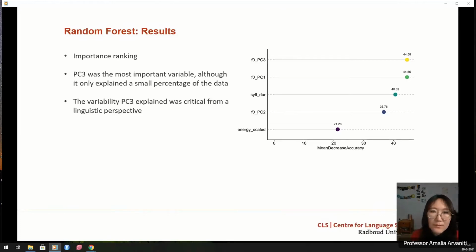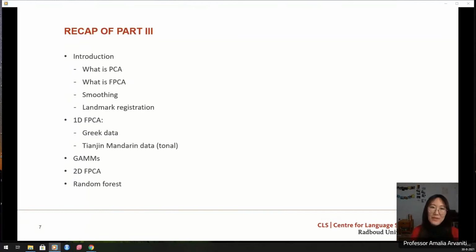To recap, in part 3, we introduced what PCA is, what FPCA is, smoothing and landmark registration. And then we showed you how to do 1D FPCA in Greek data and in Tianjin Mandarin data. And then we showed you how to use GAMs to do intonation research and how to include the time information back with 2D FPCA. Last but not least, we showed you how to rank the importance of variables using random forest.